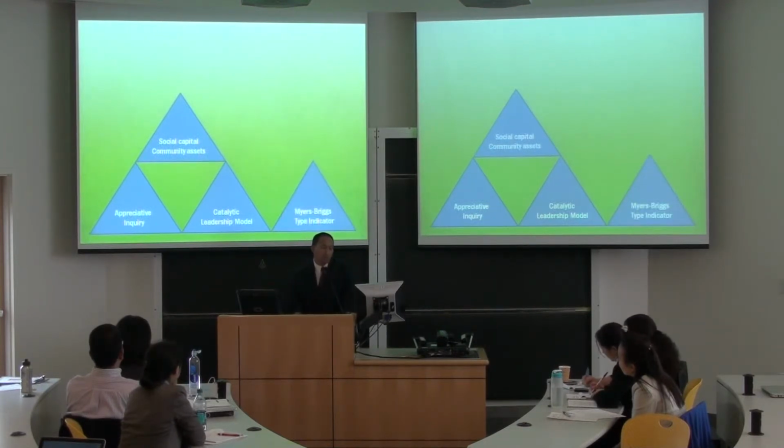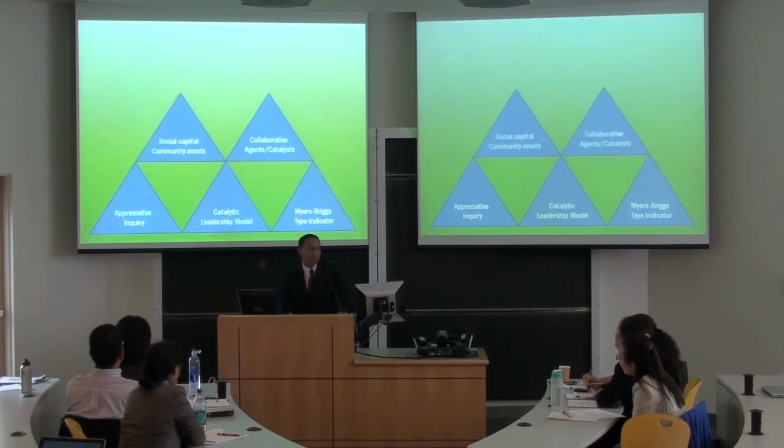Another tool, Myers-Briggs Type Indicator. This tool will help leaders to achieve another level of capacity, which is to be able to form a collaboration, or to be collaborative agents or catalysts. And finally, they will achieve sustainable transformation.